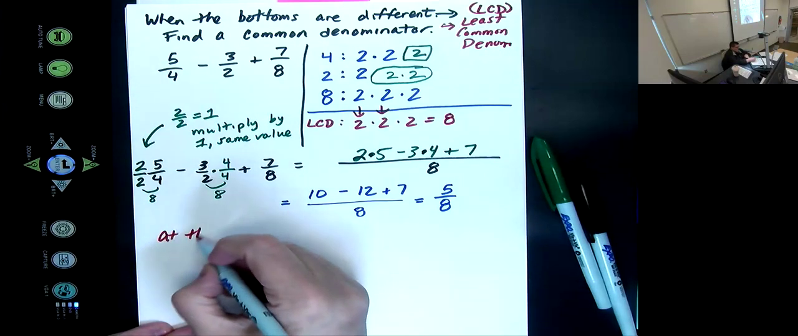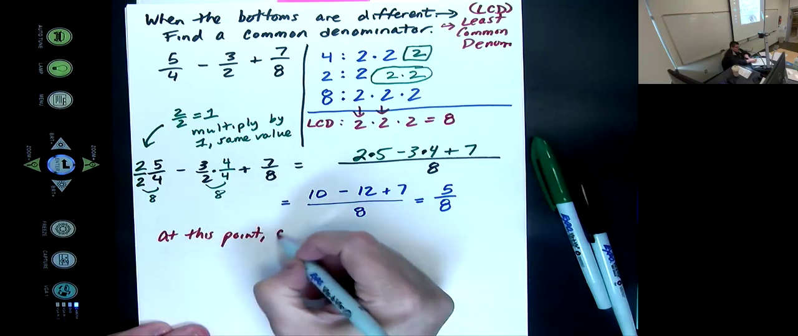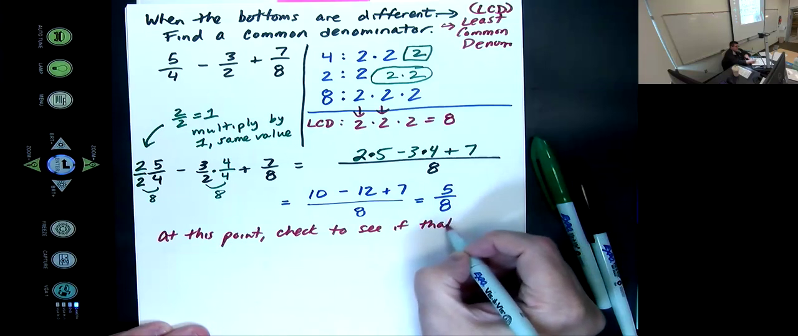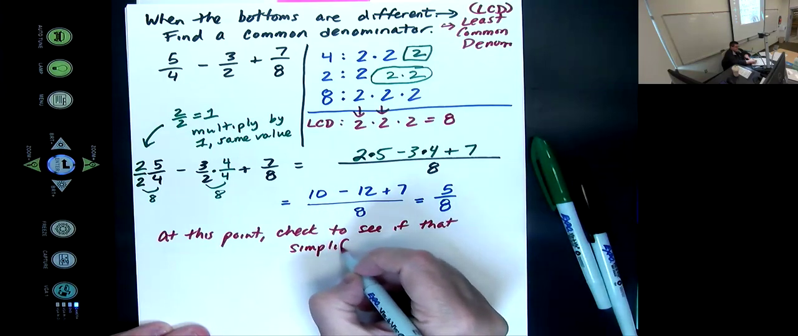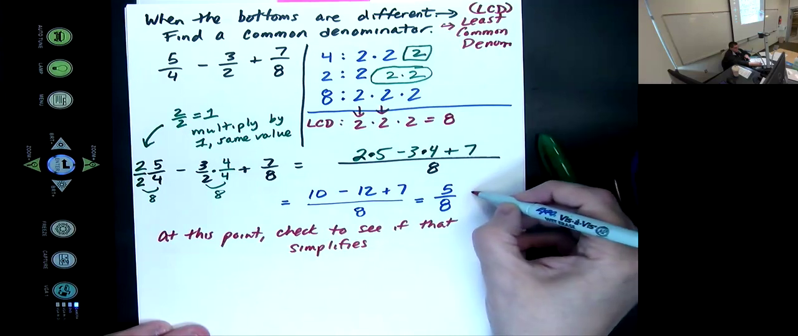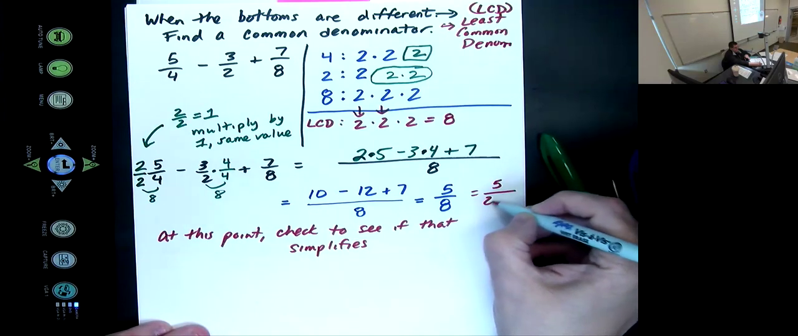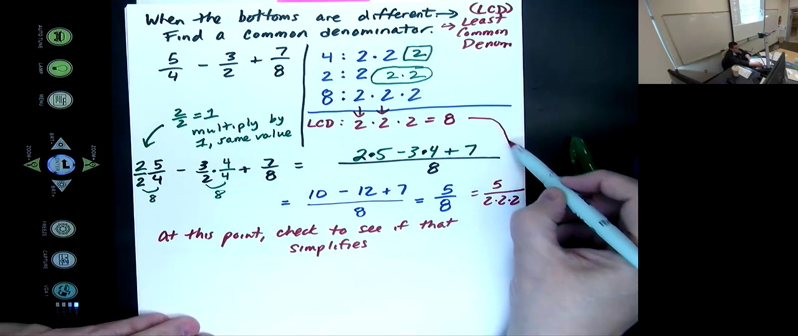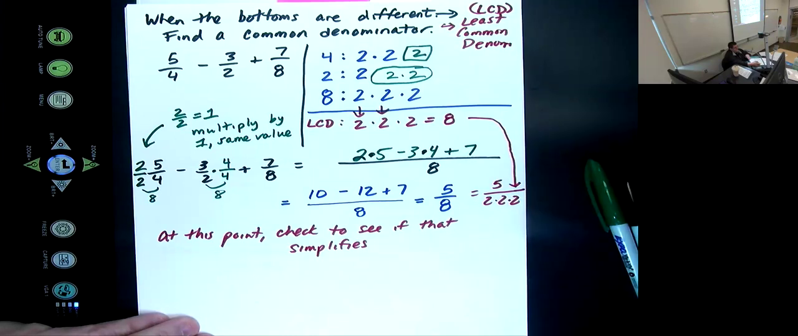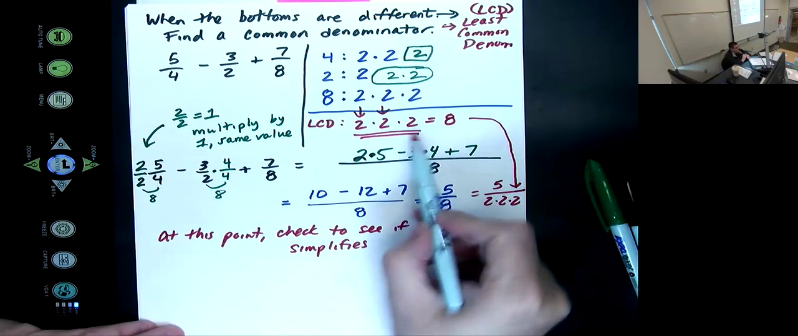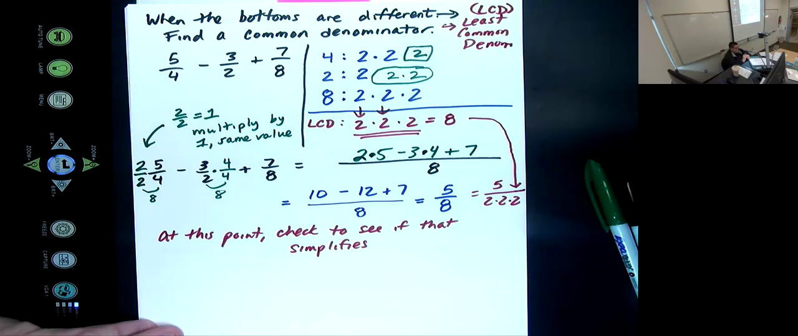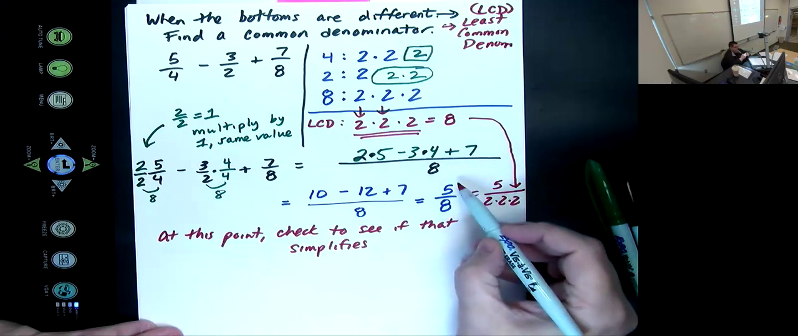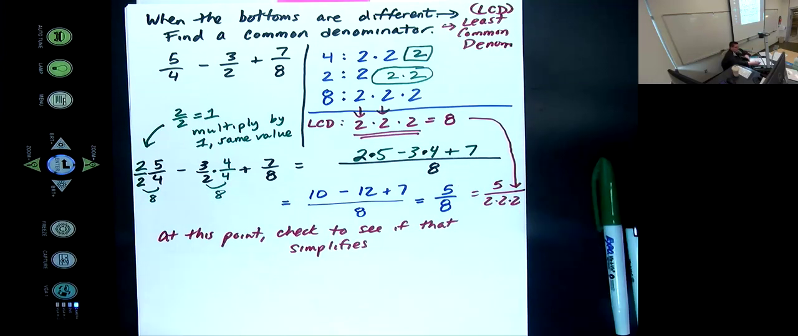At this point, check to see if that simplifies. Five is just 5 and 8 is 2 times 2 times 2. Notice you don't need to refactor it out when you're checking for simplifying. You already have factors of the bottom already. So you just need to factor the top. Nothing cancels out there. So 5/8 is the final answer there.